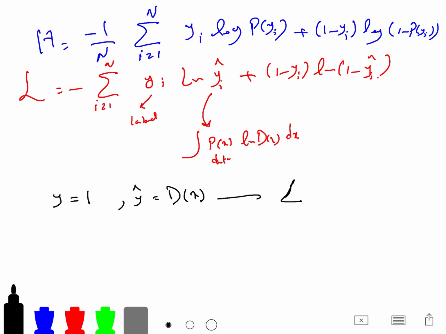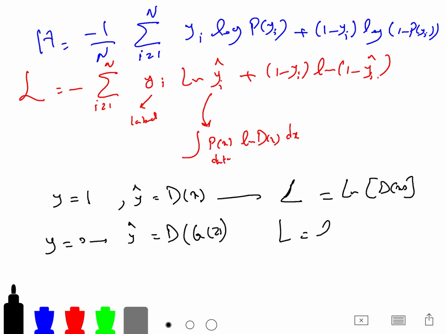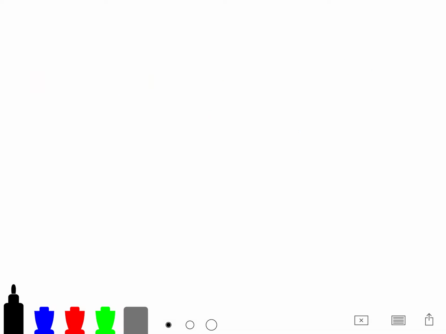And then your loss is ln of D of x. But when we are giving fake data, I mean, when you are using the neural network generator, y is equal to 0, and y hat is what you get by passing the generator output to the discriminator. So the loss is just ln of 1 minus D of G of z. And knowing this, you can now train the loop.